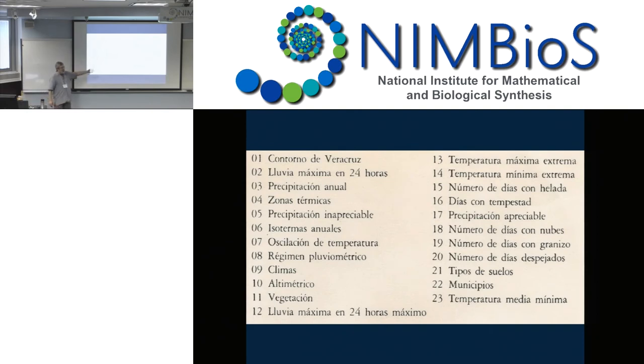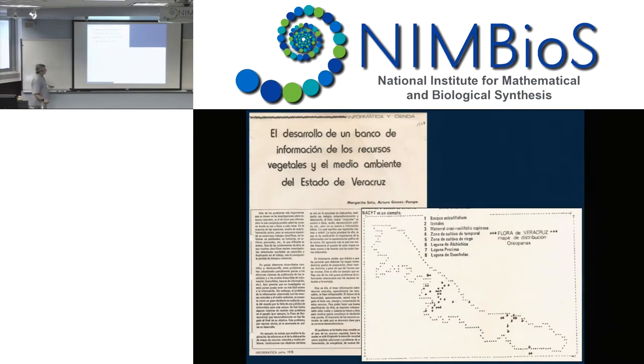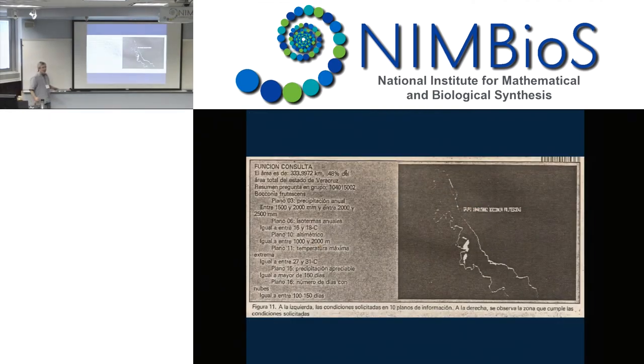And they had their list of factors. This is a group working in Veracruz in eastern Mexico. And here's one of their early niche models. Okay, get this. This is the outline of the state of Veracruz. And then here's the range of our species. And then they got really high tech and put it on a screen and took pictures of the screen to do the publication. I'm not making fun of this. This was amazing. This was in the late 1970s, and they were doing GIS by hook or by crook.